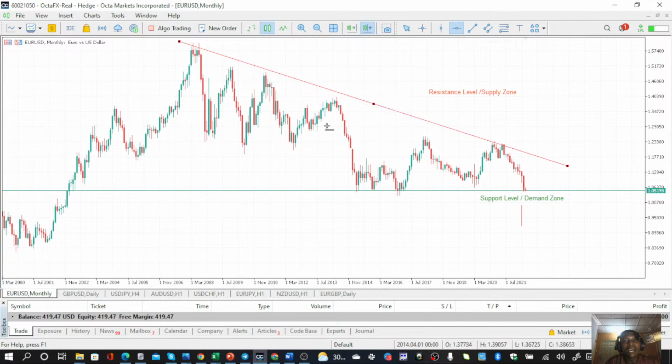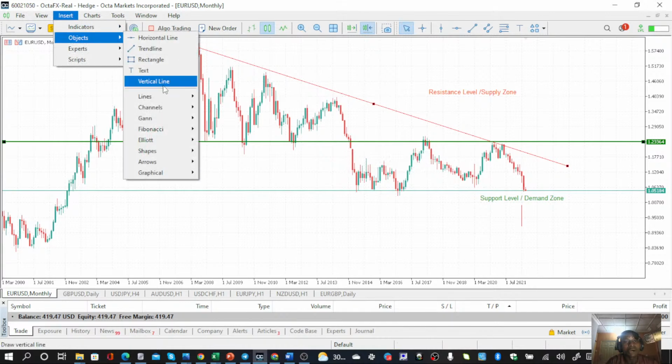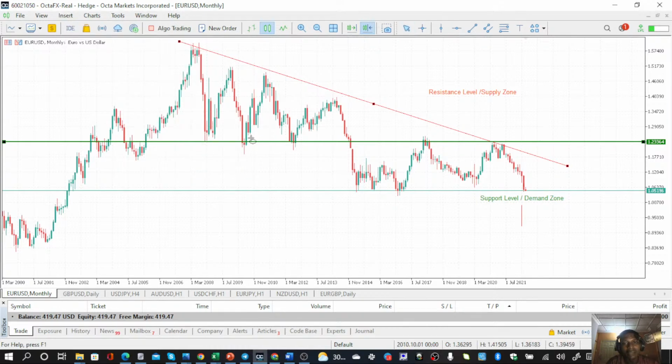If you look at this level here, you will discover that this level is a support level, a demand zone pushing price up each time price touches that level. But when you look at this place where price finally broke through this level, let me put an arrow and an object there so that we could identify that level clearly.